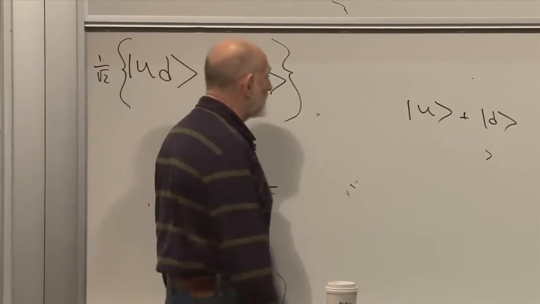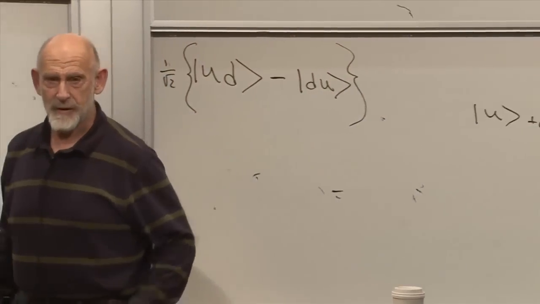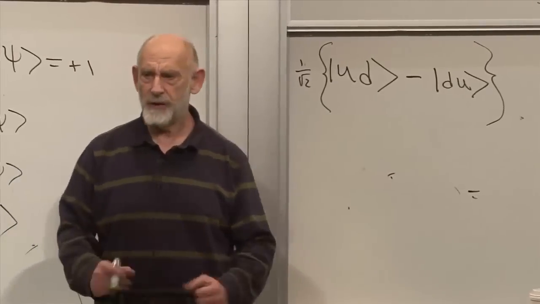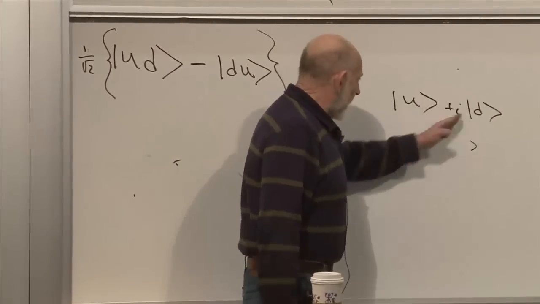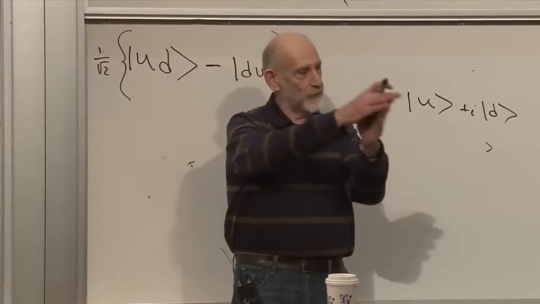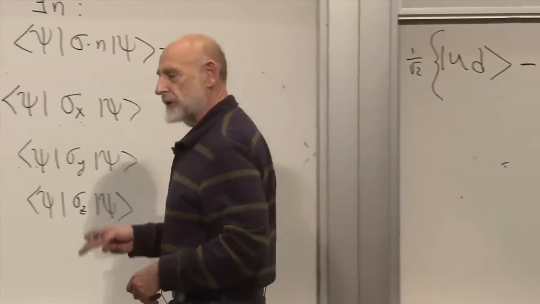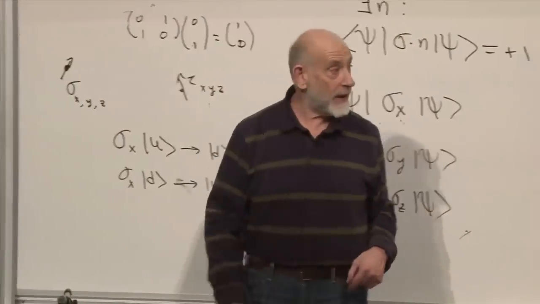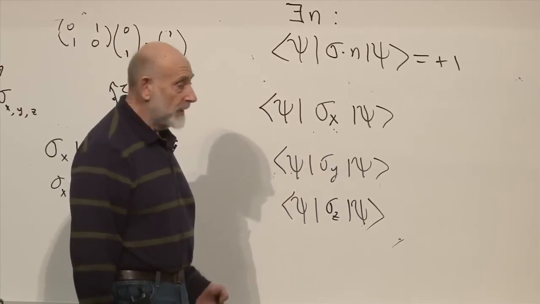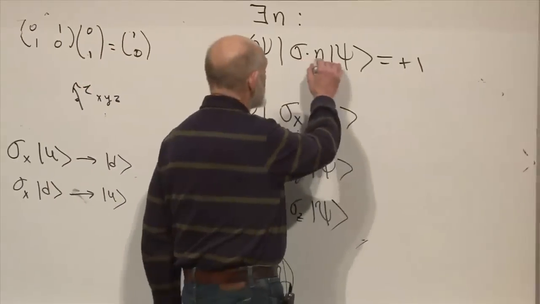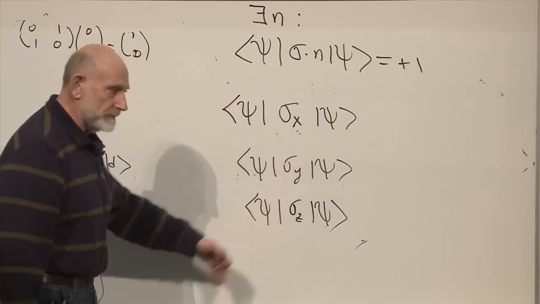What if I gave you up plus i down? I don't know, either plus y or minus y. I forget which one. Given any combination, there are enough directions that you can find the direction for which sigma in that direction is definitely plus one. And therefore, it cannot be that all of these expectation values are zero. Why? Because you know that sigma dot n is equal to plus one. And that's, of course, just a linear combination of these.